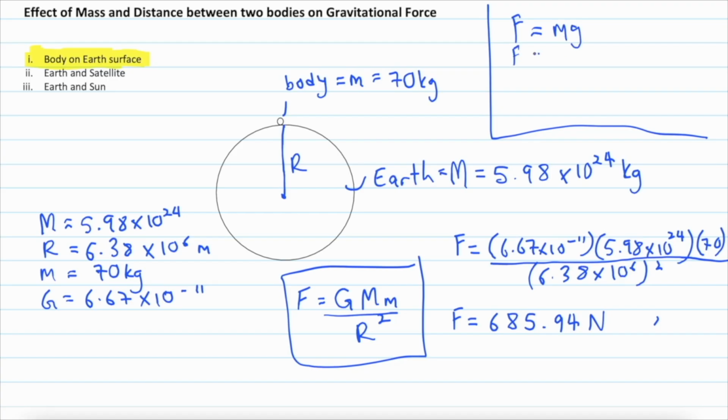If we have F equals m, which is 70, and g, which is 9.81, you will get a value of 686.7 Newton. Notice that both numbers are very close. I want you to keep that in mind, because in the coming video we will relate both equations to find the gravitational acceleration. But for now, just know how to calculate the gravitational force when the body is on Earth's surface.